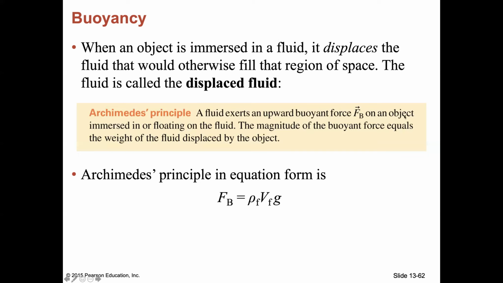If we write this principle as an equation, it is buoyant force equals rho fluid times V fluid times g. g is a constant, the gravity constant. V is the volume of displaced fluid. Rho is the density of the fluid. So it's a very simple calculation.